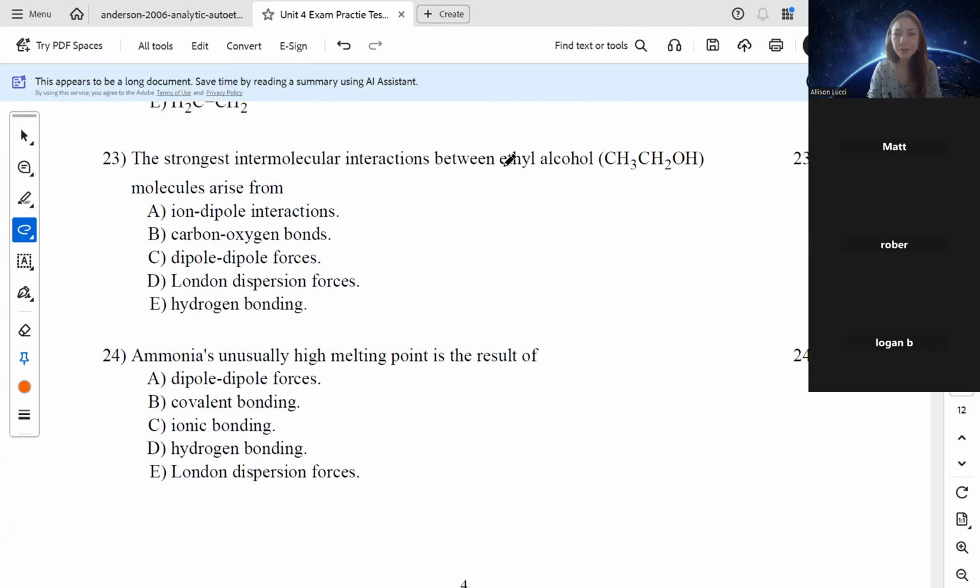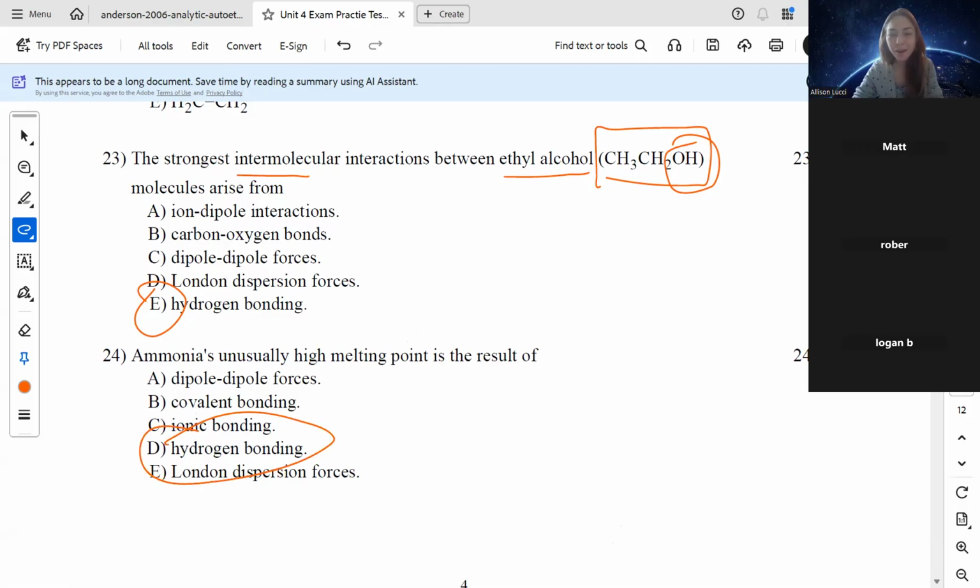Strongest intermolecular interactions with ethyl alcohol. So here's the structure. We can see it can hydrogen bond. So I'm going to grab hydrogen bonding right off the bat here. I'm not even going to look at the other interactions because I'm looking for intermolecular here, and that's definitely the strongest. Ammonia. So once again, hydrogen bonding is the answer.